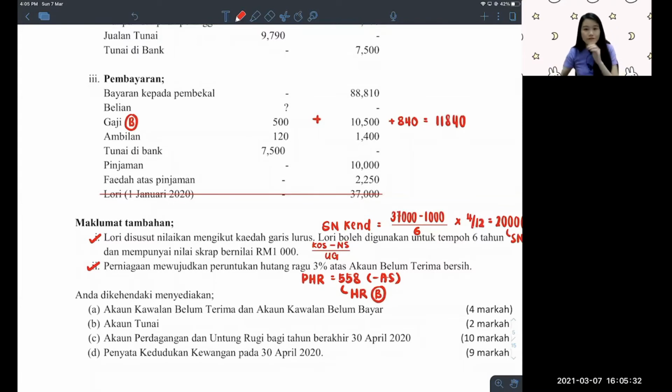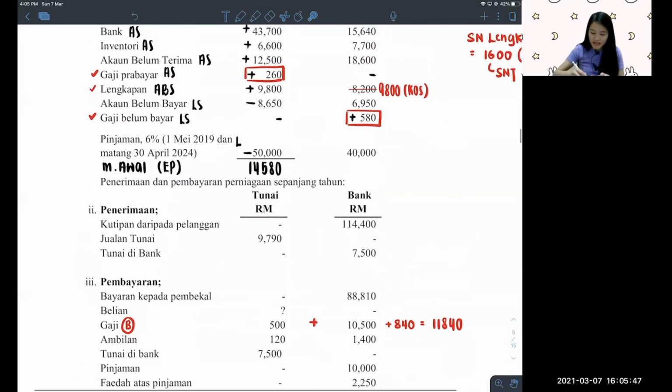Now, just when you think everything is done already, there is one more that you guys didn't notice, is our faedah atas pinjaman. You see, we paid 2250, but how can you guarantee that is the exact figure? So you see, up here in the Baki list, isn't there a pinjaman of 6%? Okay, so we're going to count first, all right?